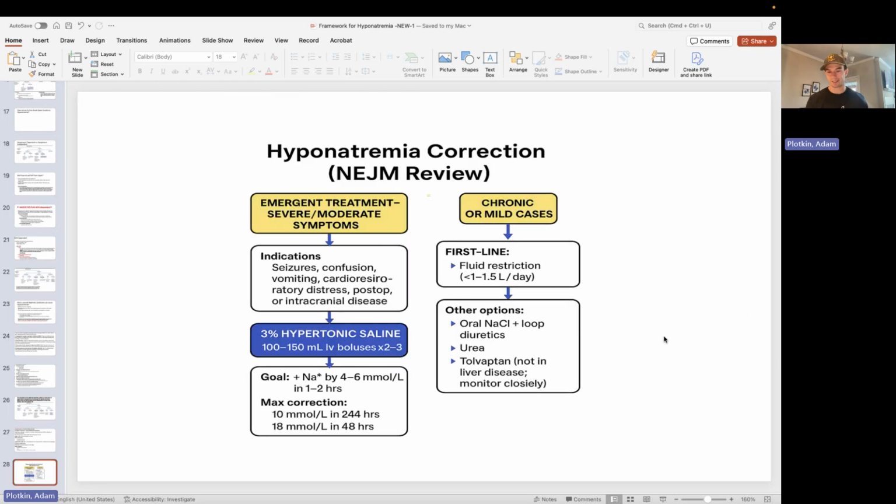Just on this slide, if you like it more in pictures, you can take a screenshot of this. It's just the exact same things I said put into picture form. This should say 10 millimoles in 24 hours, not 244 hours.